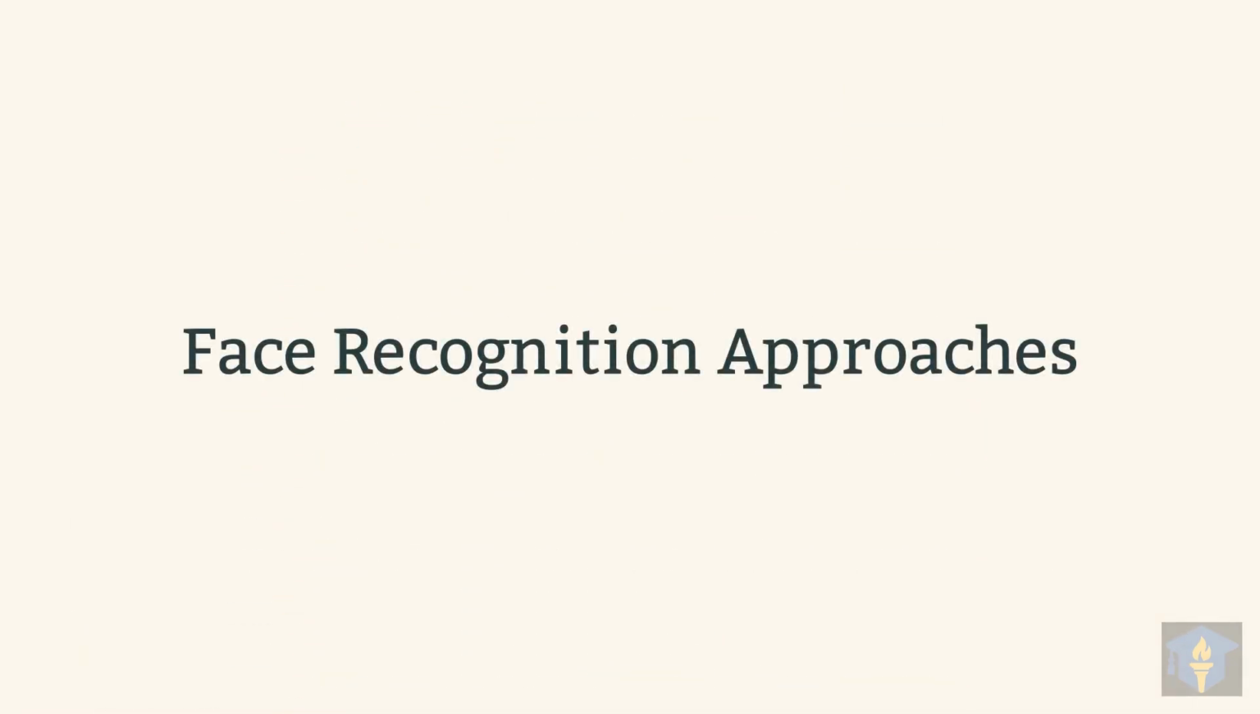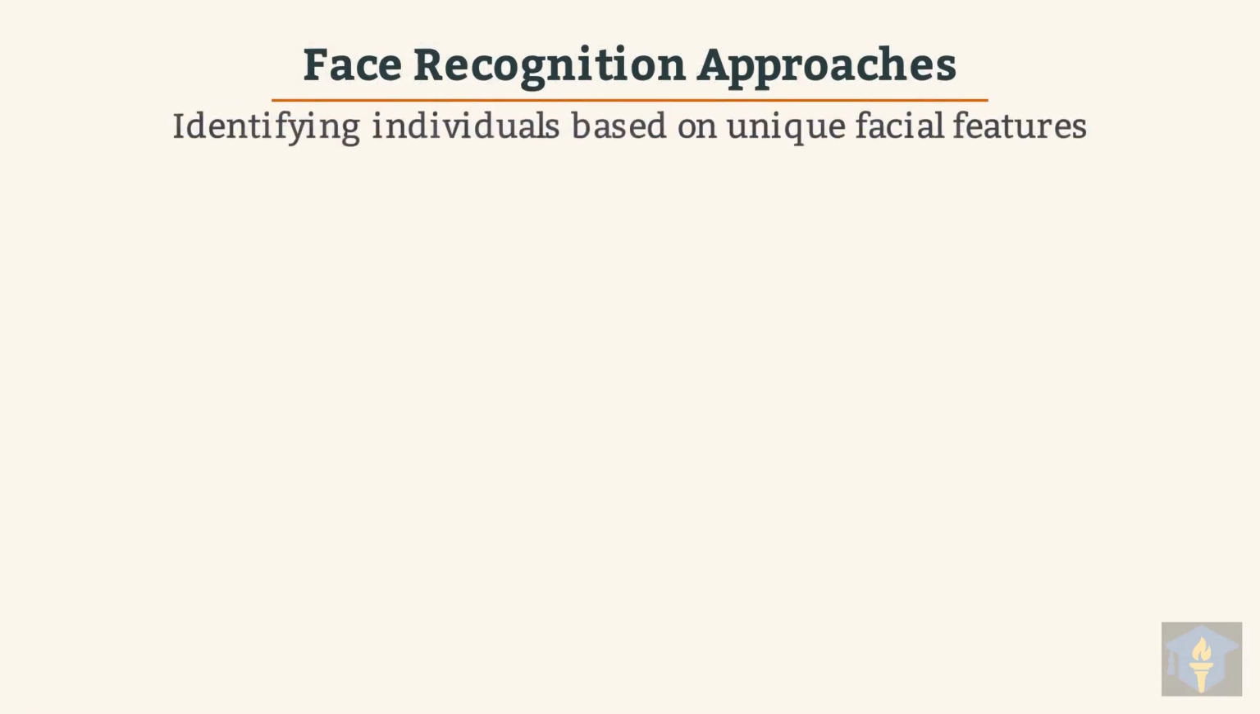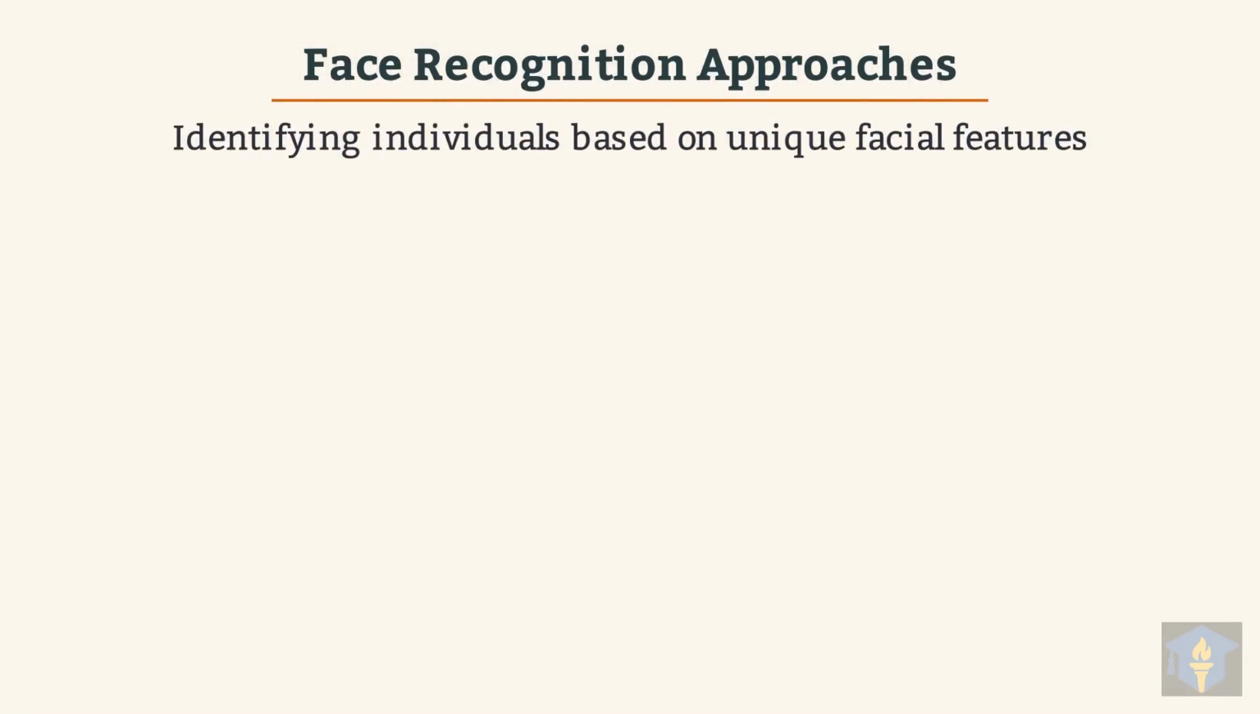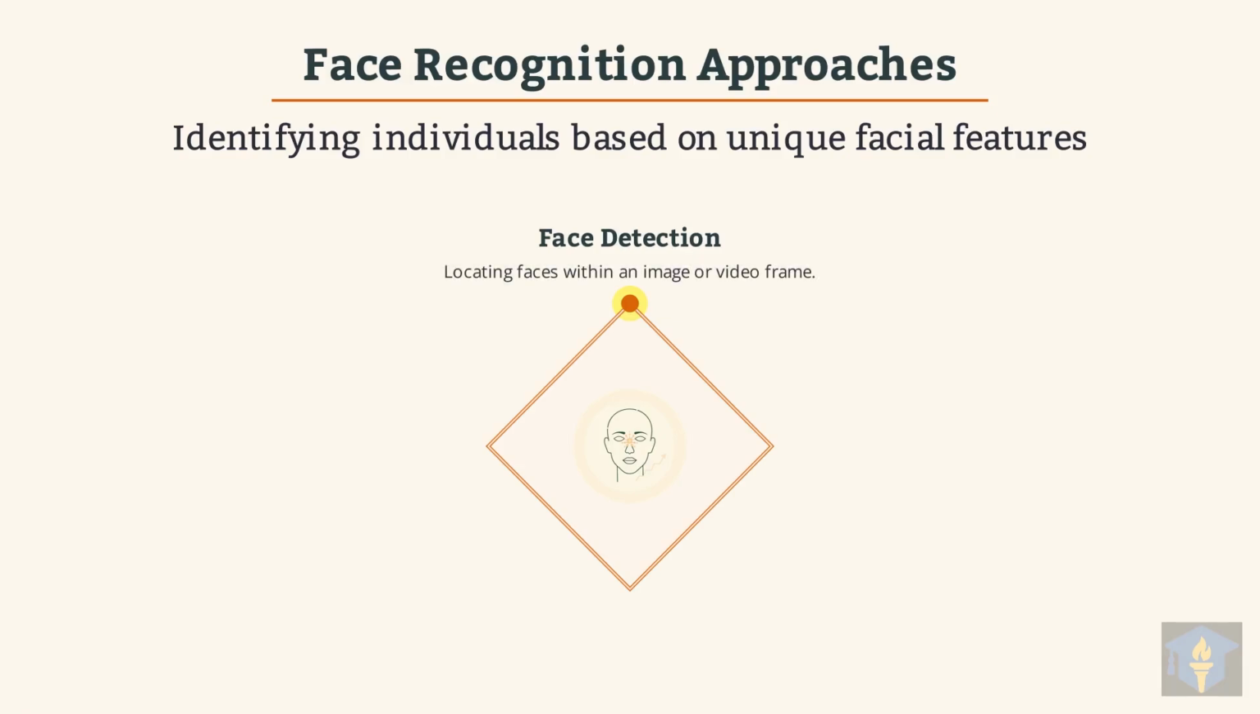Now, let's delve into the various approaches used for face recognition, a crucial biometric technology. This involves identifying individuals by analyzing and comparing their unique and distinctive facial features. The first step in face recognition is always face detection, which locates faces within an image. Face detection specifically means accurately finding and localizing human faces within an image or a video frame.